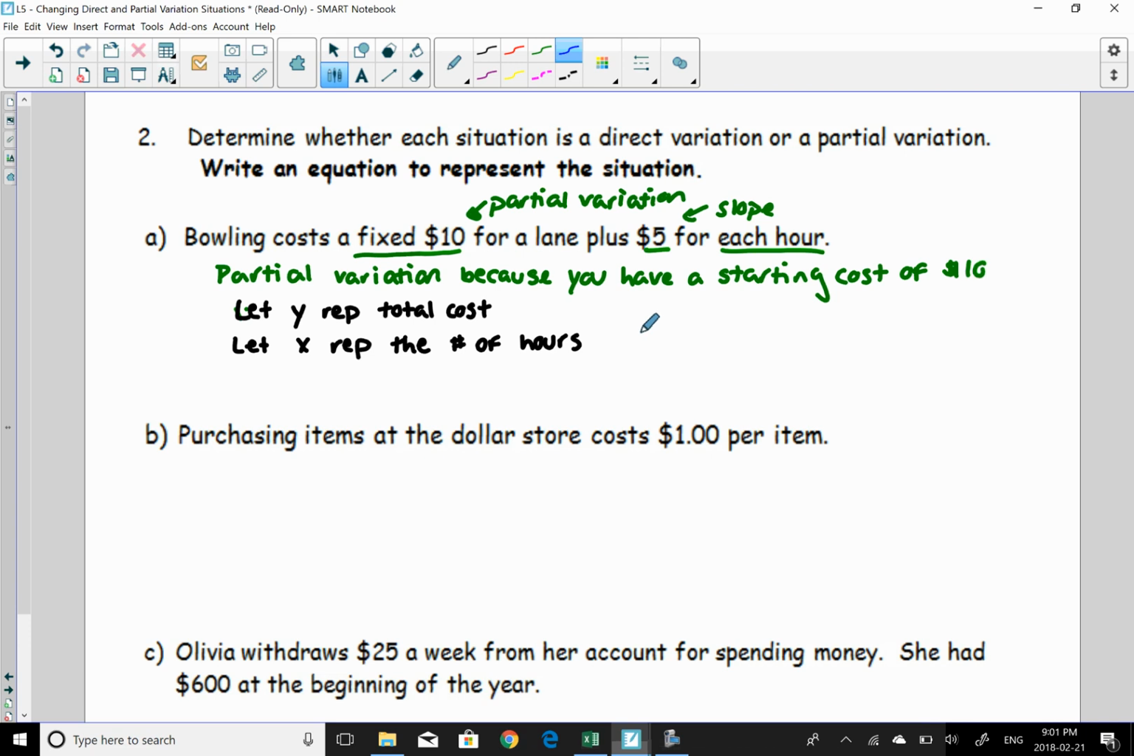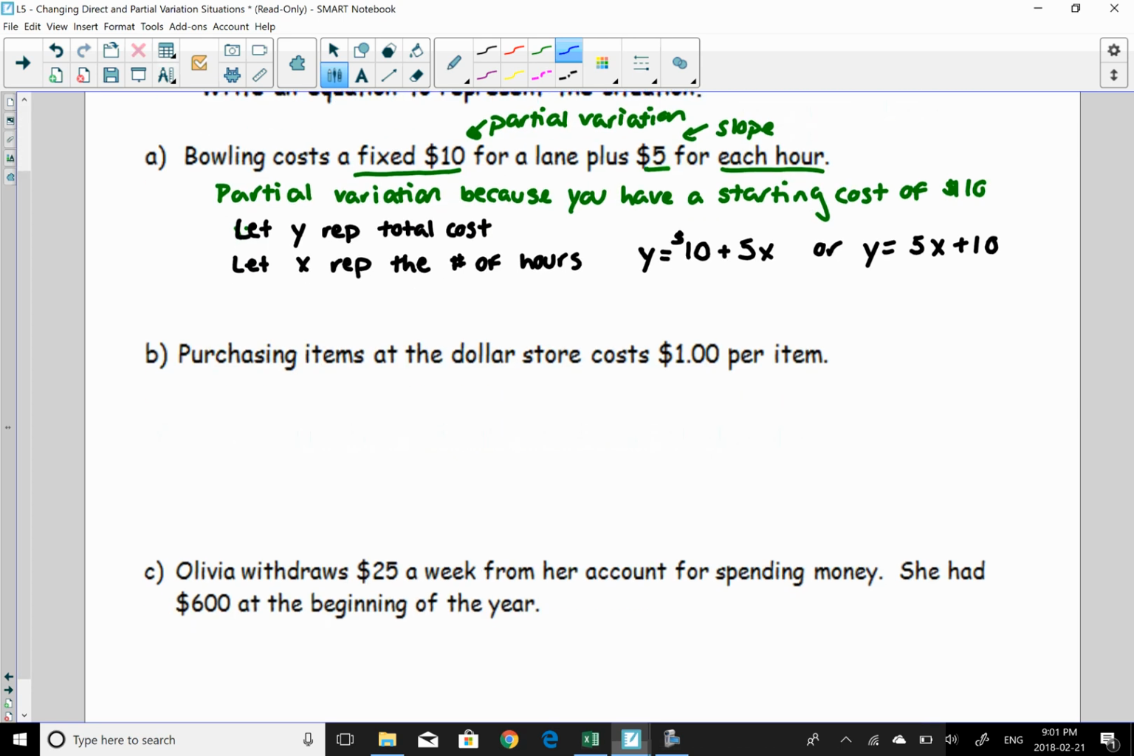Okay, so basically y is equal to, and this is how we start. You can either start with the slope or you can start with the starting value, the fixed cost. So here's my fixed cost. So it costs me $10 automatically, plus I have to pay $5 for each hour. So that's how the equation looks. Or you can write it the other way around with the slope first, plus $10. So that's your first example.